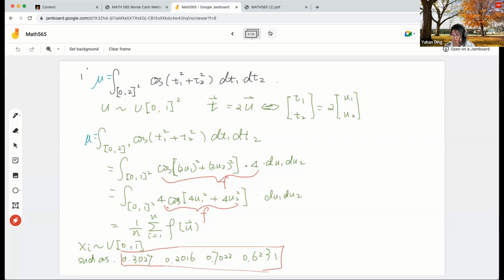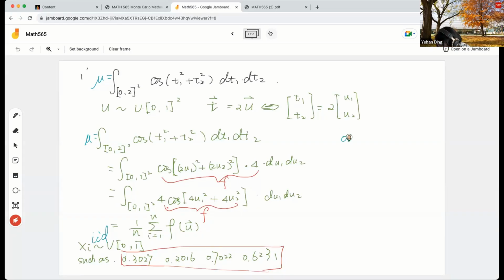We already have this, right? So this u still follows the standard uniform distribution, but it's the 2D case. So here we know these are all IID. Then we try to construct our 2D case. Say, for example, based on what we have here, we construct 2 vectors that follow the standard uniform distribution, but in the 2D case. Say, let's have this one.